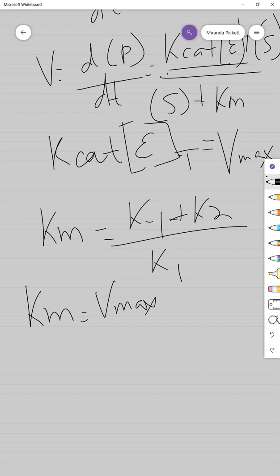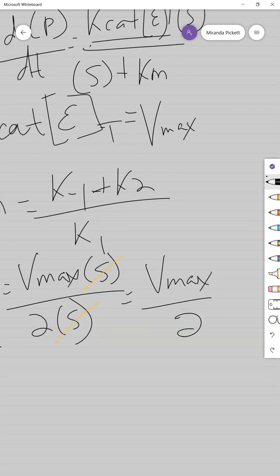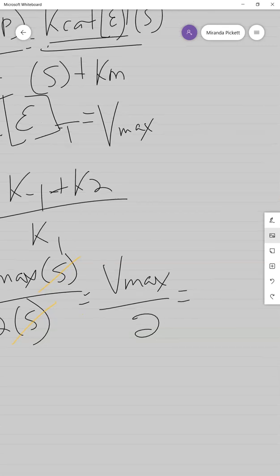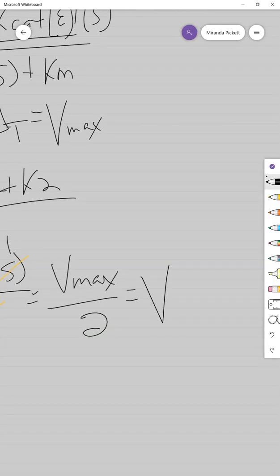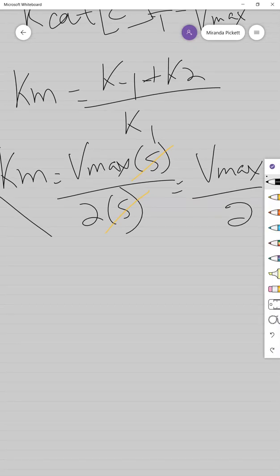Vmax times your substrate divided by 2 of your substrates. And essentially what will happen here is that the S's, the substrates, will cancel out, and you'll be left with Vmax over 2, which is also equal to our Vmax half.